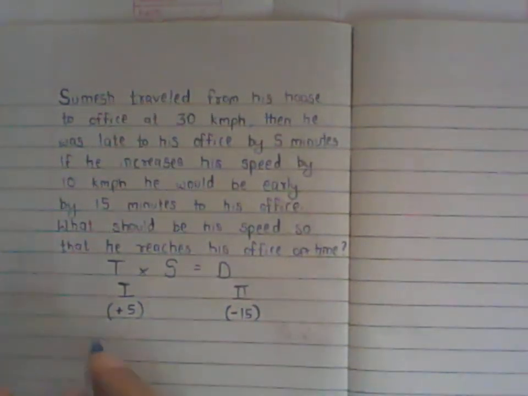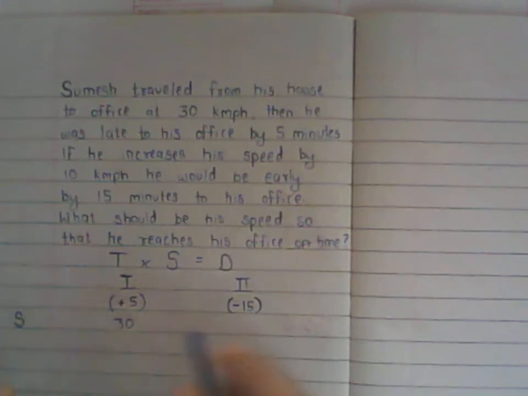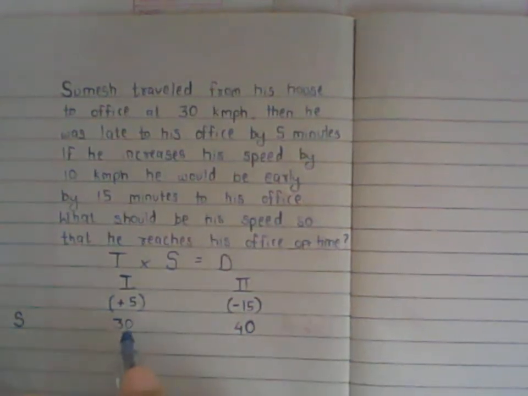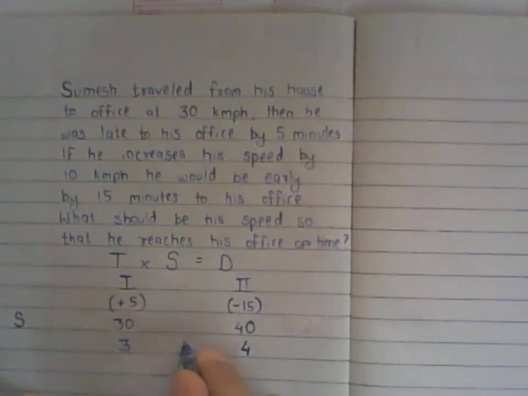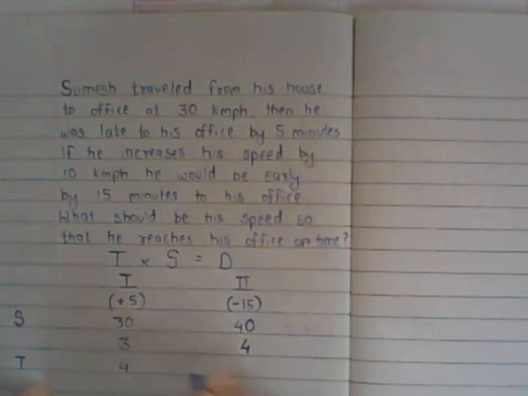And yeah, so in the first case, the speed is 30 kilometers per hour. And in the second case, he's increasing by 10, so he gets to 40 kilometers per hour. So can I say that the ratio of speed is 30 is to 40, which is nothing but 3 is to 4? In simplified form, this is the ratio. And since the time and speed are inversely proportional, the ratio of time will be the inverse of the ratio of speeds, which is nothing but 4 is to 3.